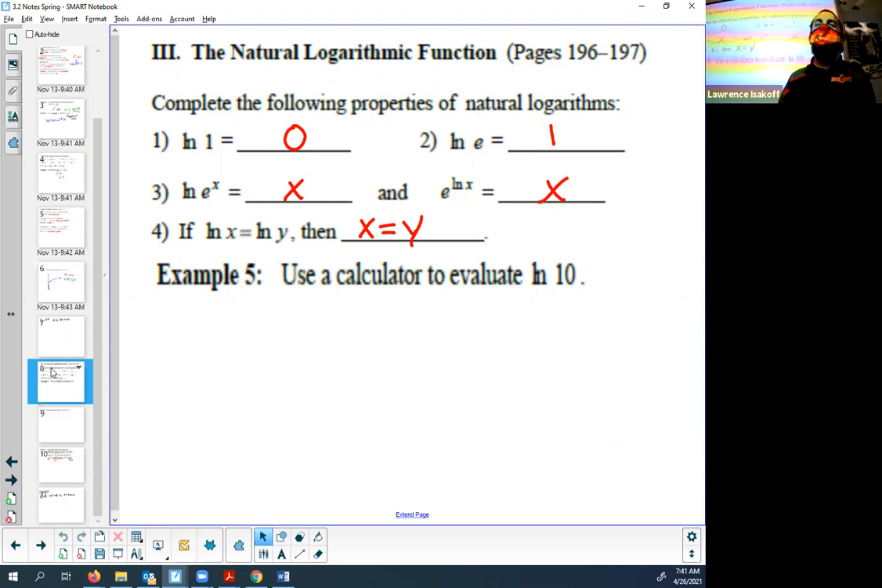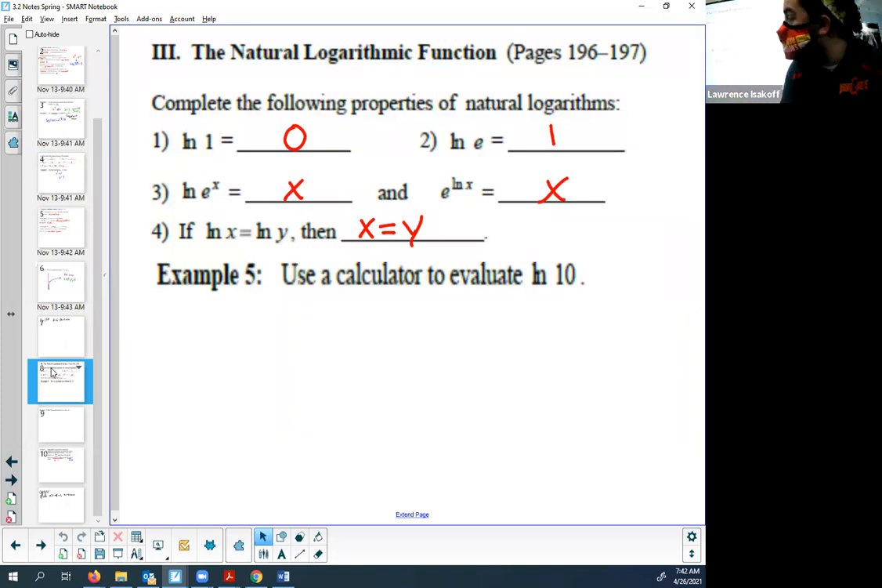So these are just general properties of logs. We looked at them with logs of other bases, base 10, base 5, whatever. This is just natural log, which is base e. So use a calculator to evaluate the natural log of 10. You are not going to be able to do this very easily by hand, if at all. Honestly, I could give it a quick estimate. It should be 2 point something, just because I know 2.7 is close to 3. 3 squared is 9, so 10 is a little bigger than 9. So I'm just estimating there.